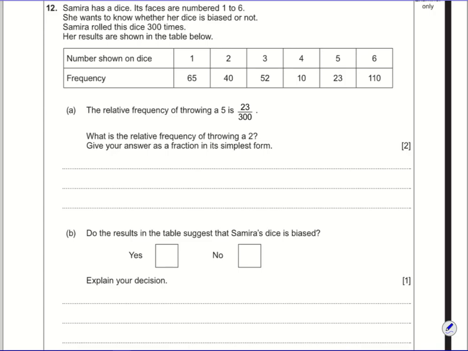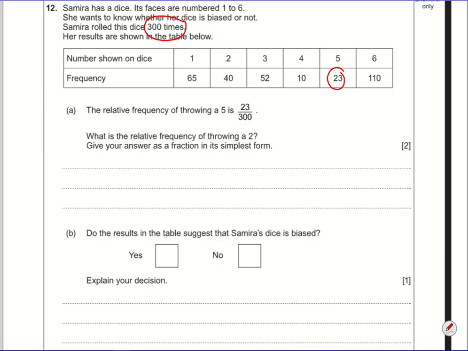But part A is all about relative frequency, and relative frequency is like probability, but for an experiment. So we're told that the probability of throwing a 5 is 23 out of 300. That's because she got 23 5s and she threw the dice 300 times.